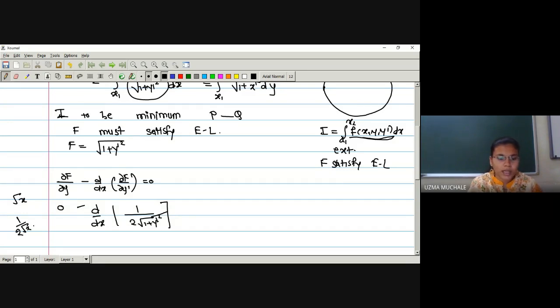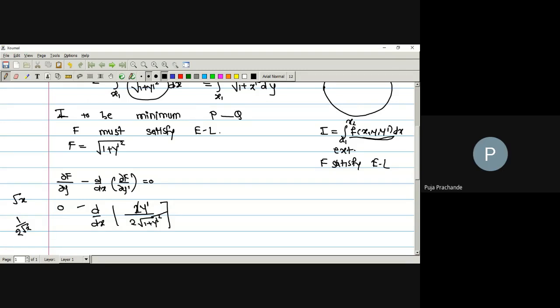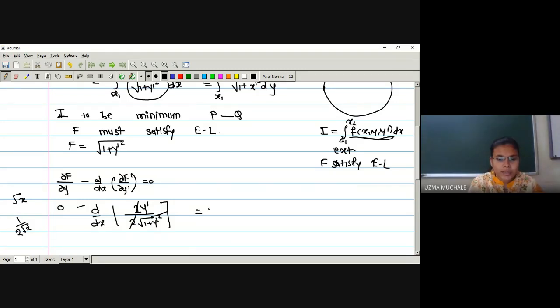Whatever is inside the under root, we take its derivative. 2 y dash. 2 y dash. 2 y dash. So 2 gets cancelled, which is equal to 0. Now we get the resultant. The equation we have is now d by dx of this, the minus sign we can merge out, and it will be y dash upon under root of 1 plus y dash square is equals to 0.